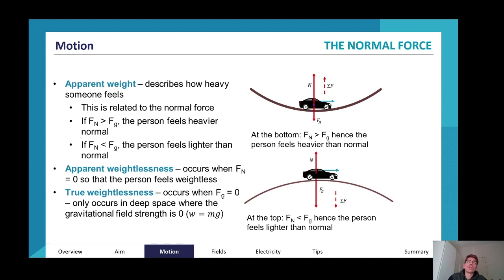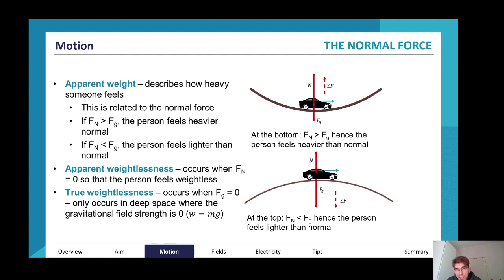For example, when an elevator is pulling us up, the normal force coming from the elevator is greater than our own weight force. So we should feel heavier for a bit, or at least back in the day. Nowadays, elevators are really decent at maintaining a zero net force. But back in the days, that's how it used to be, right? So your perception of weight, how heavy you feel, depends on the normal force that is coming from the ground upwards.